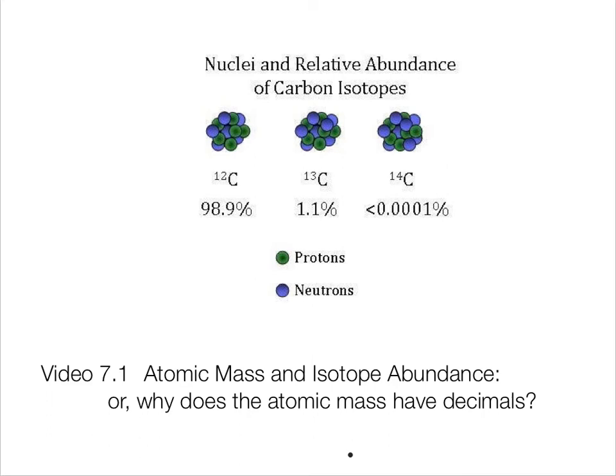Hey everybody, we're going to be talking about in this video why the atomic mass for elements has a decimal. When you look up at the periodic table, you'll see a decimal for atomic mass. Why is that? We're also going to be talking about something called isotope abundance. So let's get to it.